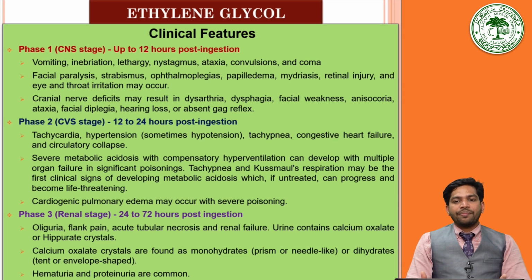Cardiogenic pulmonary edema may occur with severe poisoning. Then stage 3, the renal stage, occurs between 24 to 72 hours post ingestion. Patients present with oliguria, flank pain, acute tubular necrosis, and renal failure. Urine contains calcium oxalate or hippurate crystals. Calcium oxalate crystals are found as the monohydrate, prism or needle shaped, or rhomboid shaped, or the dihydrate, tent or envelope shaped crystals. That is very characteristic of ethylene glycol poisoning.